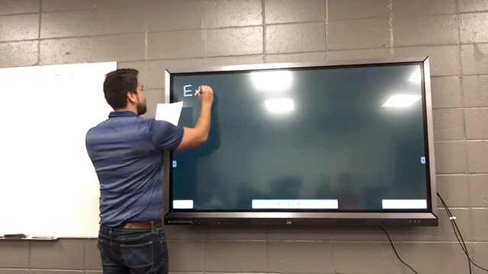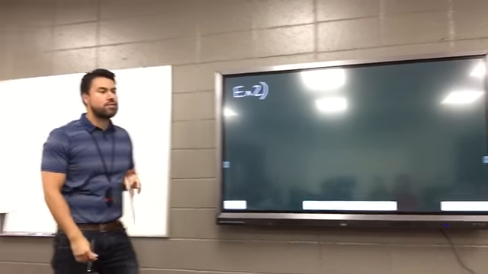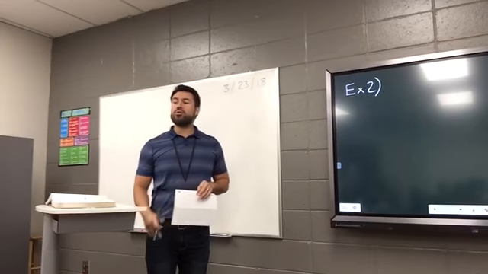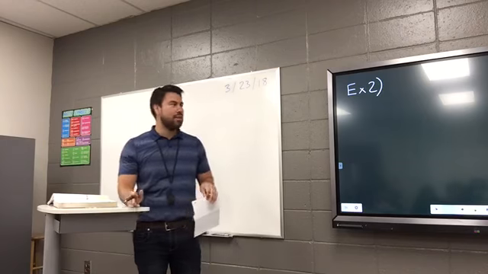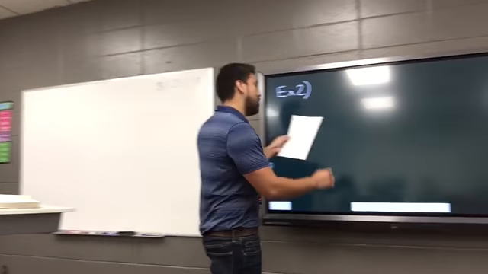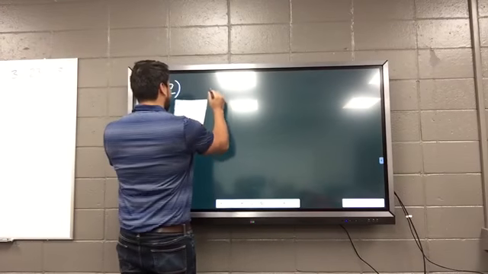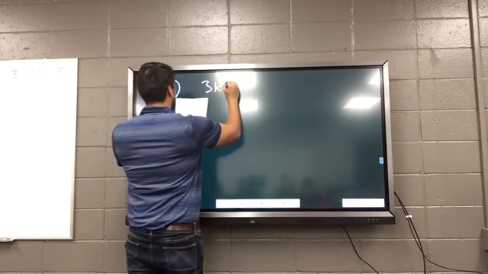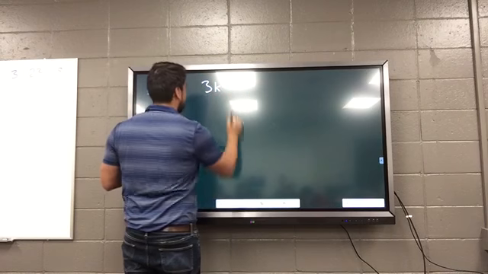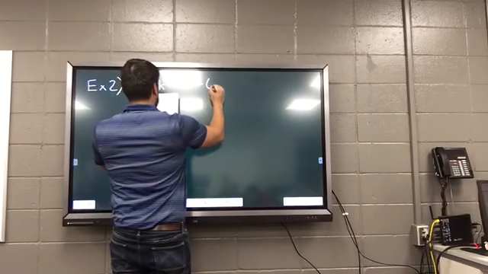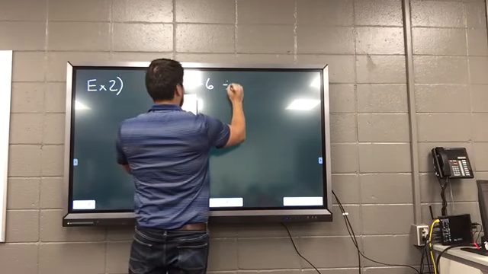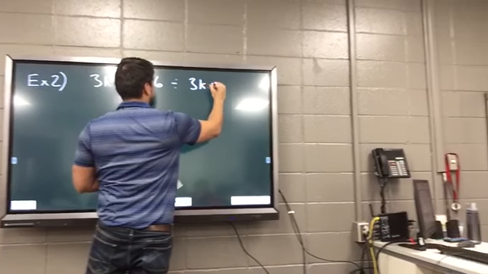Okay. Example number 2. I want to go through it the long division way. Then we're going to go through it a way that we know we can do, and it can be right, and see if they match up. Because if they don't, I'm done with long division. Okay. It is 3k squared minus 7k minus 6 divided by 3k plus 2.